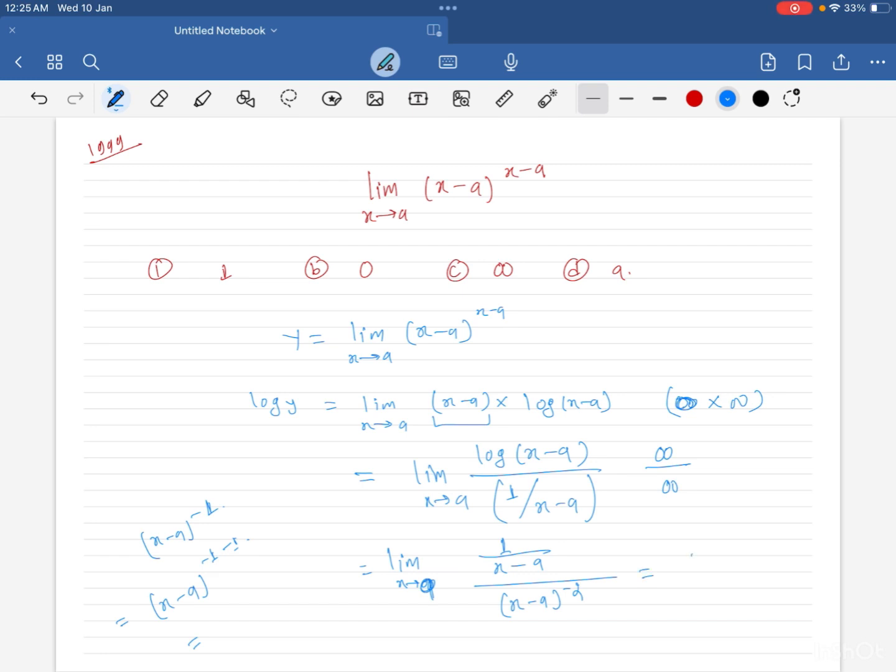So that will be limit x tends to a of x minus a, so this is 0. So overall log y is equal to 0, that means y is equal to 1, so this limit is 1.